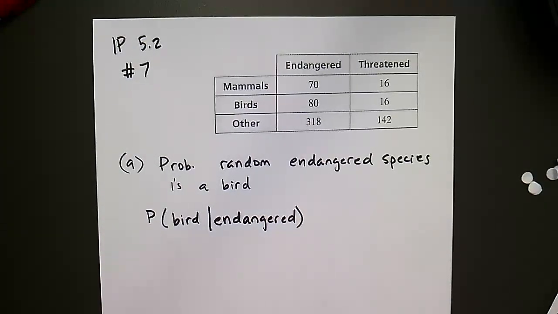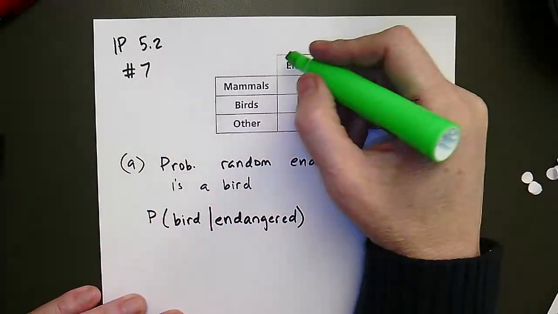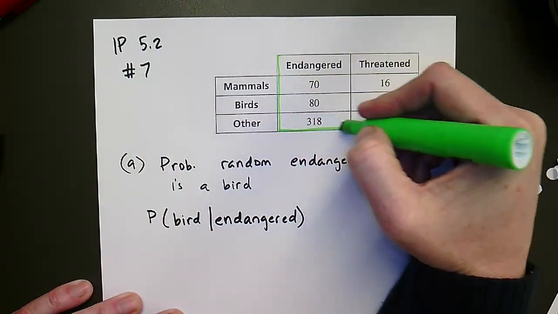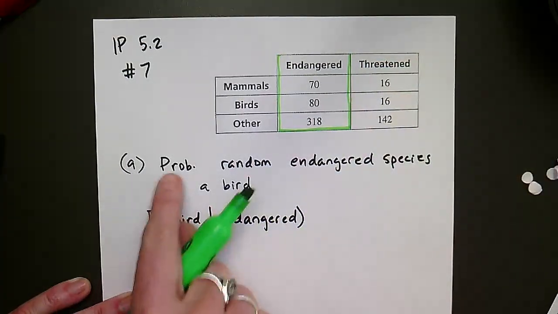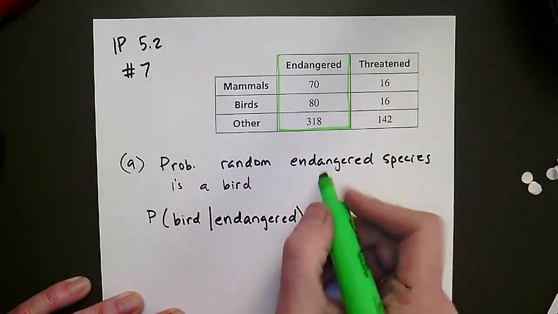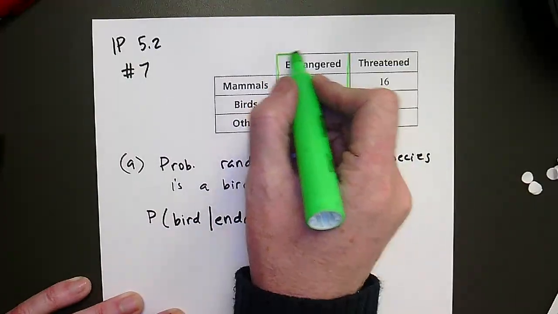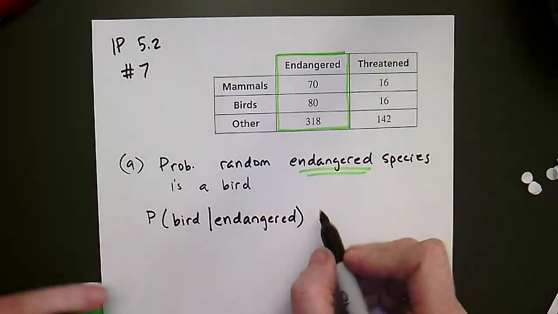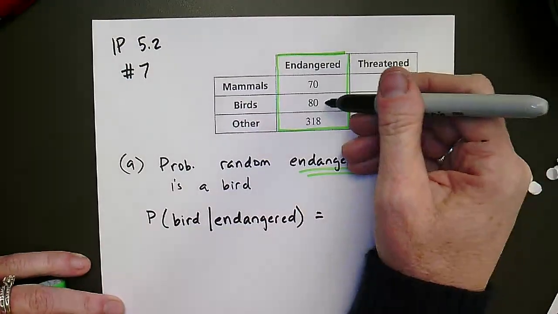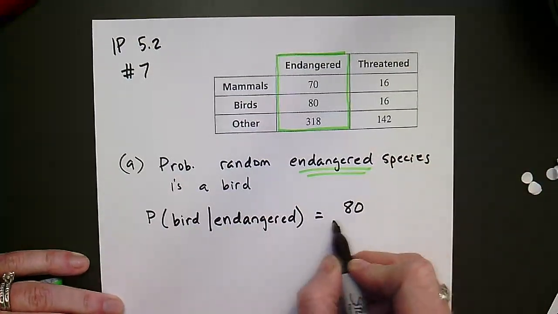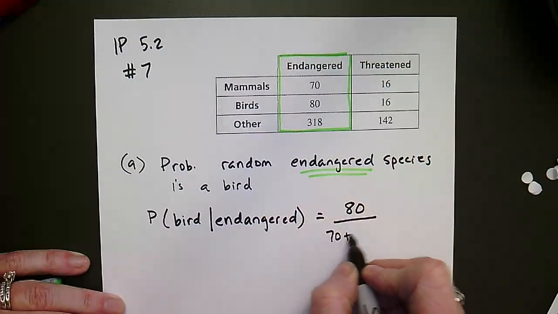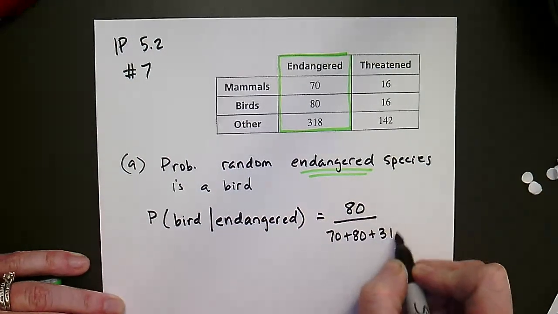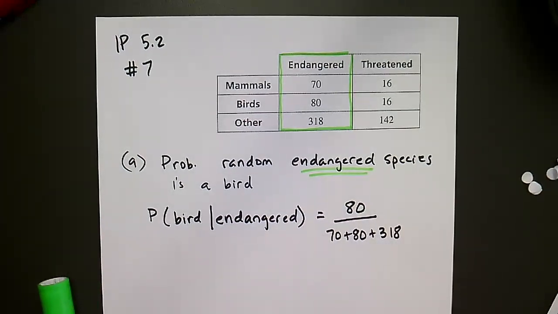So we are cutting down our full table. Instead of looking at the whole thing, we know we are looking in here. It's given that it's endangered. What is the probability that a random endangered species, so we know that it's an endangered species, is a bird. So out of there, what we're looking for to get that probability, well, there are 80 birds. Now I need the total here, so I have to do 70 plus 80 plus 318. And that will give me the probability that I have a bird given that it's endangered.